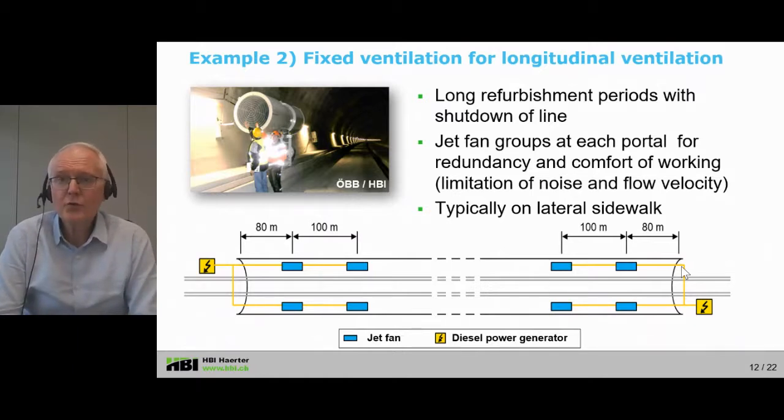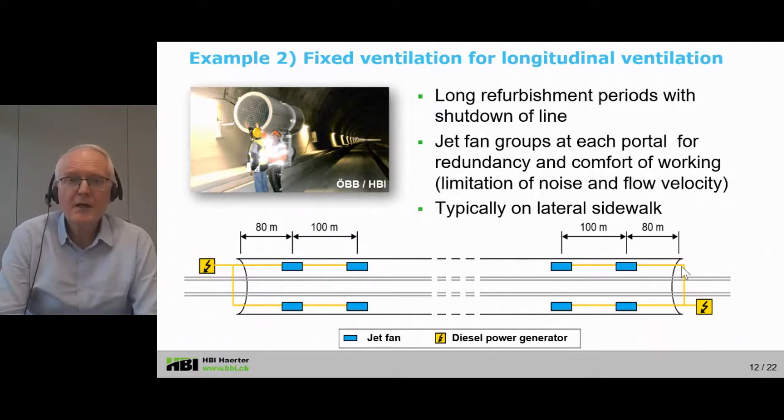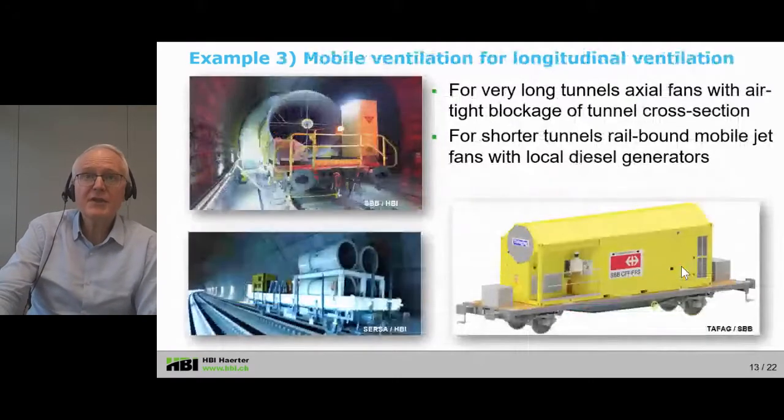And typically there are two groups, at each portal, there is a group with a separate diesel power generation. And these two groups, they first of all provide redundancy. So if one group or generator fails, we have always a spare capacity, 100% spare capacity. And as well, it allows to switch off that group in the proximity of work. So this then reduces noise and airflow exposure to the workforce. So that's the fixed ventilation.